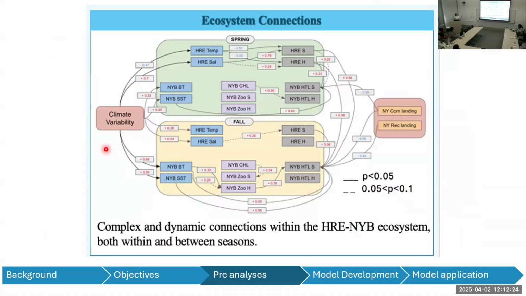So our analysis reveals that there are complex and dynamic connections within the ecosystem, both within and between seasons. The most interesting connection I'd like to point out here is the strong positive connection between the spring Hudson River ecosystem indicators and the fall New York Bight ecosystem indicators, which may reflect the critical role of the Hudson River serving as an important spawning and nursery habitat for New York Bight.